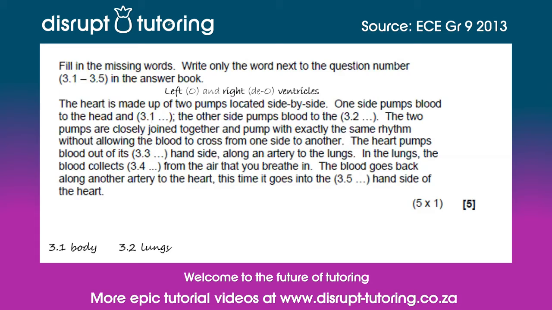Pretty clever system. The heart pumps blood out of its right-hand side along an artery to the lungs. In the lungs, the blood collects oxygen from the air that you breathe in. The blood goes back along another artery to the heart, this time into the left-hand side of the heart. Alright, so just remember that the left side is for oxygenated and the right side deoxygenated blood, and you'll be good to go. So that's that for question 3.